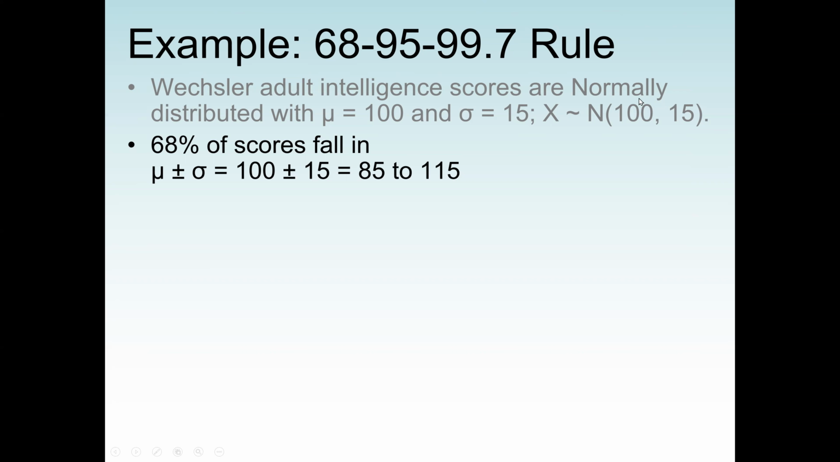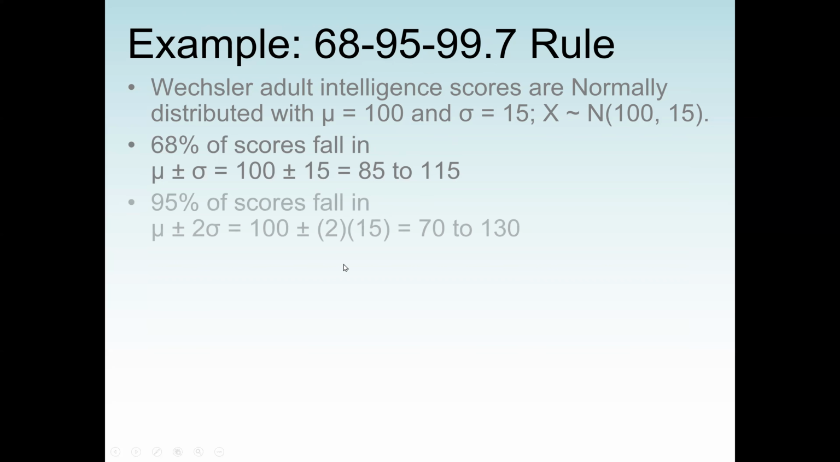That means the range of 68%, the minimum to the maximum score. So that would be plus or minus one standard deviation of the mean. The mean is 100, the standard deviation is 15. So we get 100 plus or minus 15, which means by this 68, 95, 99.7% rule, 68% of the scores will fall between 85 to 115.